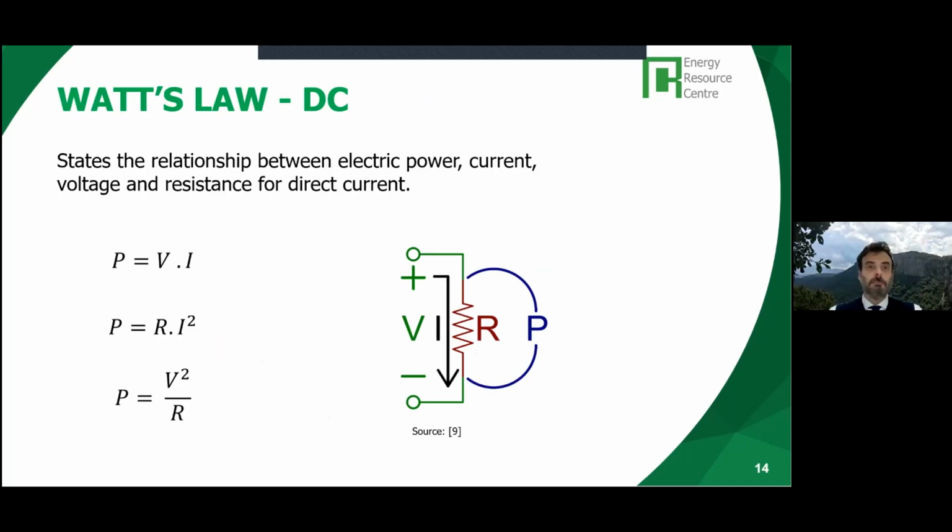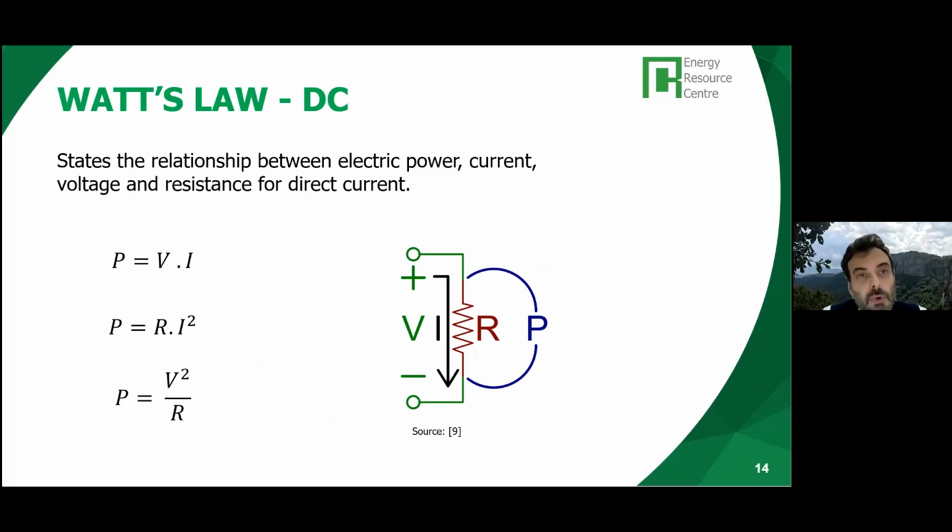Okay. Then we move on to Watt's law. That's the next important law, equation that we need to remember. And Watt's law is very important because it states the relationship between electric power, current, voltage, and the resistance found in a certain circuit. You will remember Watt's law states that power equals the multiplication of voltage times the current.